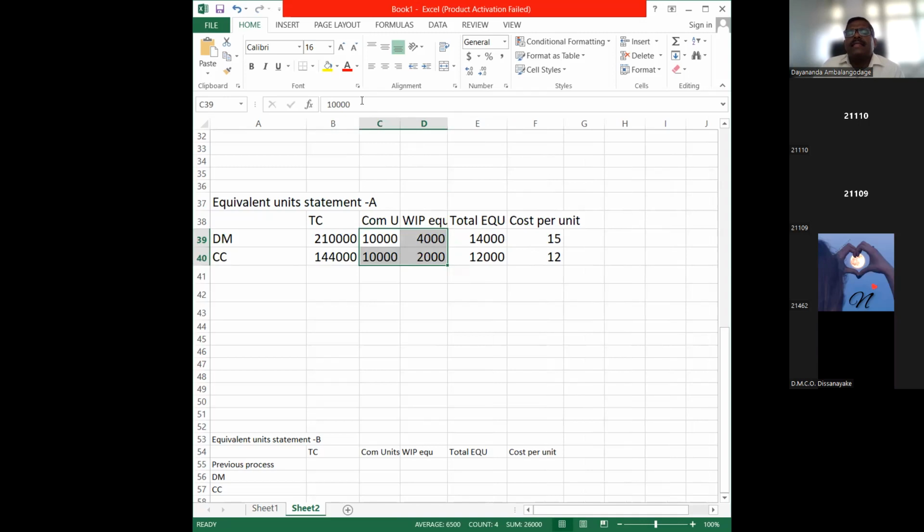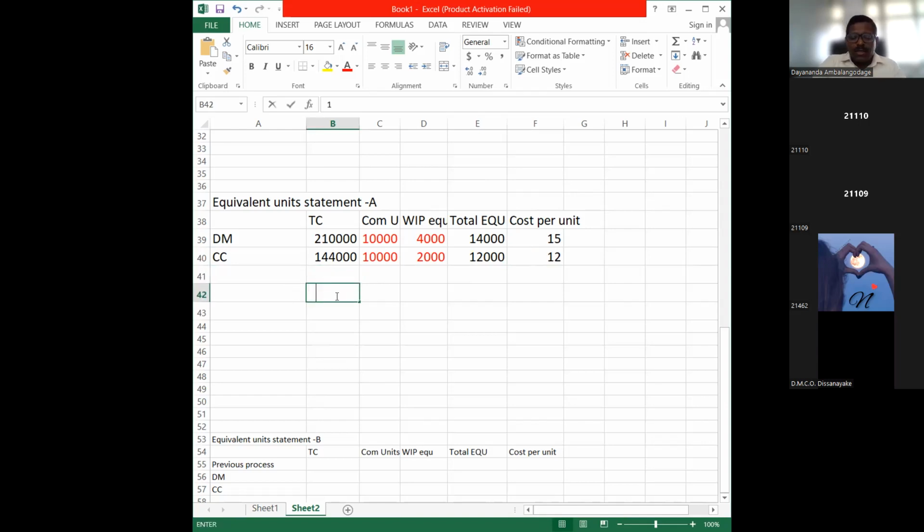The completed units and the equivalent units are 10,000, 14,000 and 12,000. What I did was this: 210,000 divided by 14,000, and 144,000 divided by 12,000. That is the unit cost. So it is very easy for you to calculate the cost of finished goods.